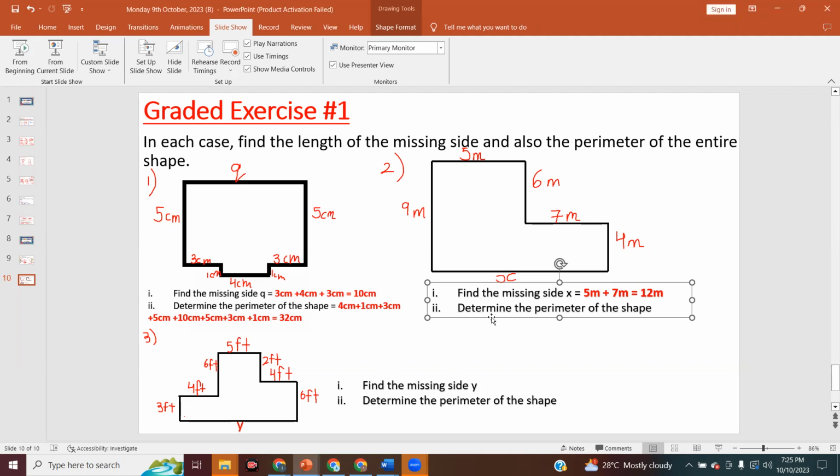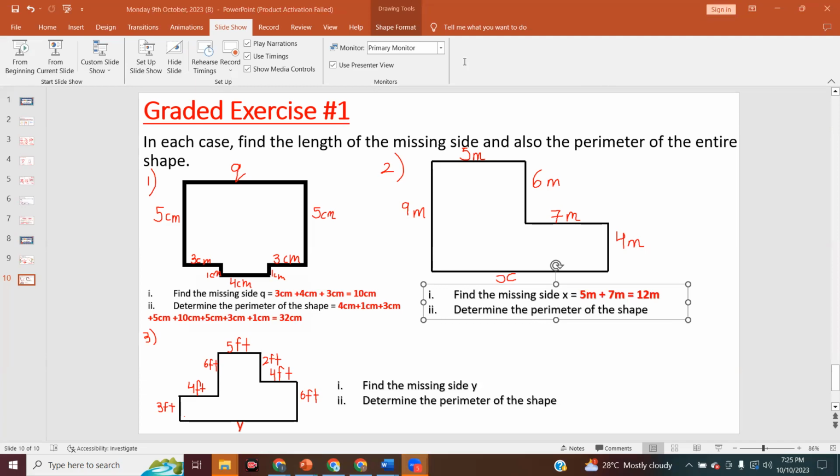What is the perimeter? For 2i, what you get? What is the perimeter? Okay. What is the perimeter? What you get for 2i? What you get? Put your answer inside the chat. Don't tell me verbally. Put your answer inside the chat.